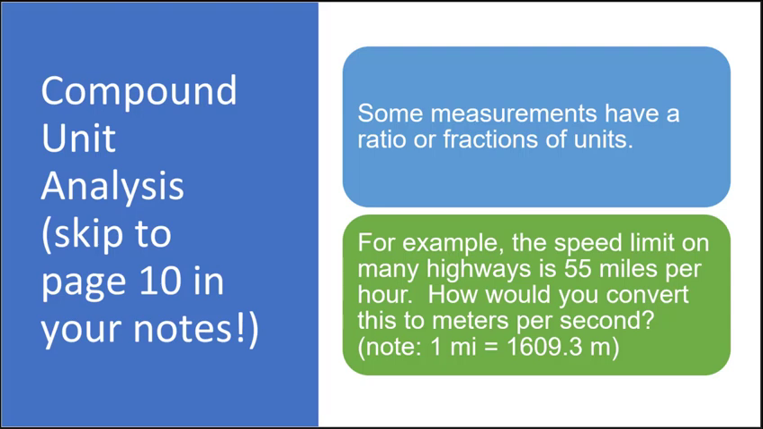All right, we are going to do some practice with some compound unit analysis. This is when we have measurements that either have ratio or fractions of units. For example, the speed limit on many highways is 55 miles per hour. So that could be written as miles per hour.